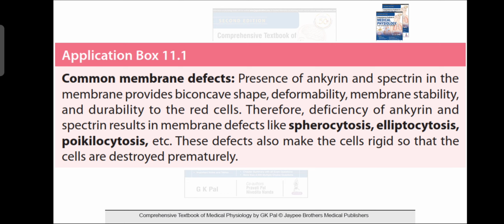So, this is the applied aspect. The presence of ankyrin and spectrin in the membrane provides the biconcave shape, deformability, membrane stability, and durability of the RBC. If there is a deficiency of ankyrin and spectrin, it produces defects like spherocytosis, elliptocytosis, and poikilocytosis. These defects also make the RBC more rigid, so they are destroyed prematurely, and hemolysis occurs very easily.